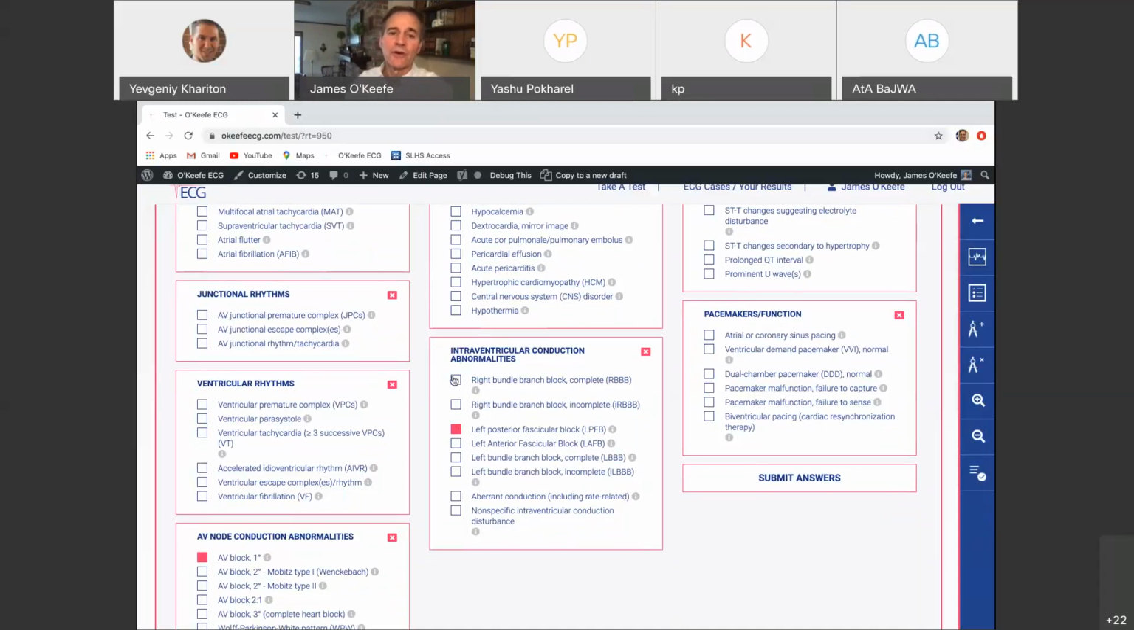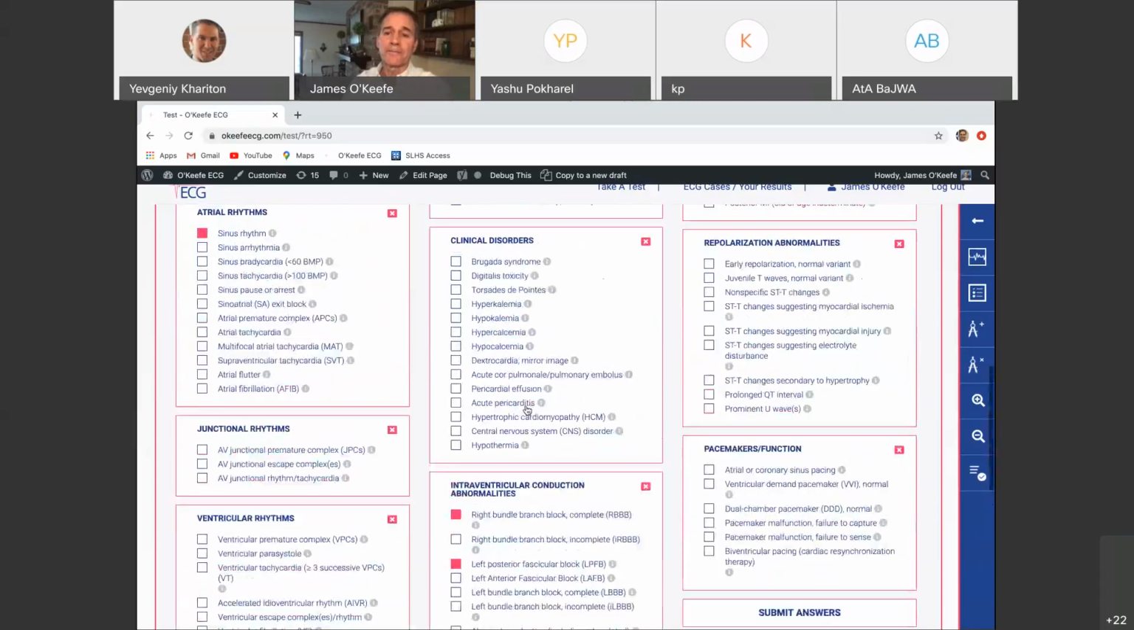And it's also the least common of the three major fascicular and bundle blocks. Right bundle is most common, then left anterior fascicular block, then left bundle branch block, and left posterior fascicular block is least common. It's usually due to coronary disease, but in this case, it's due to drug toxicity.